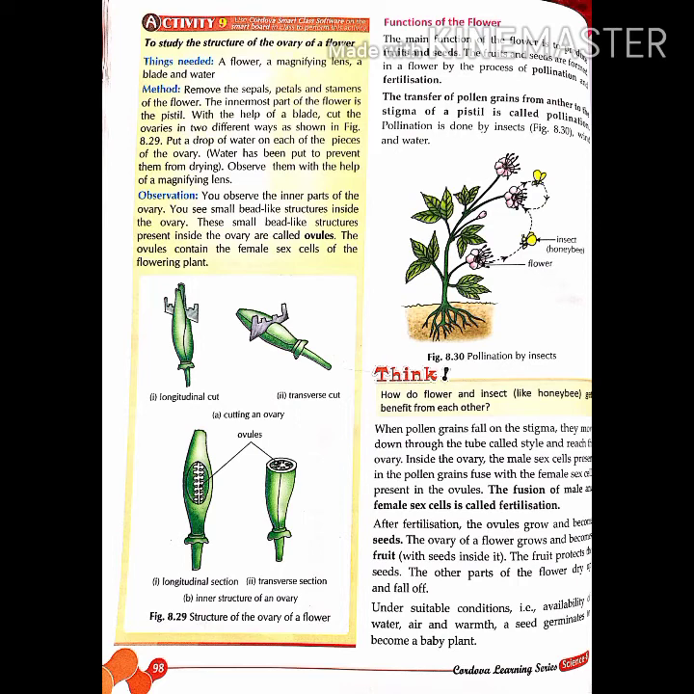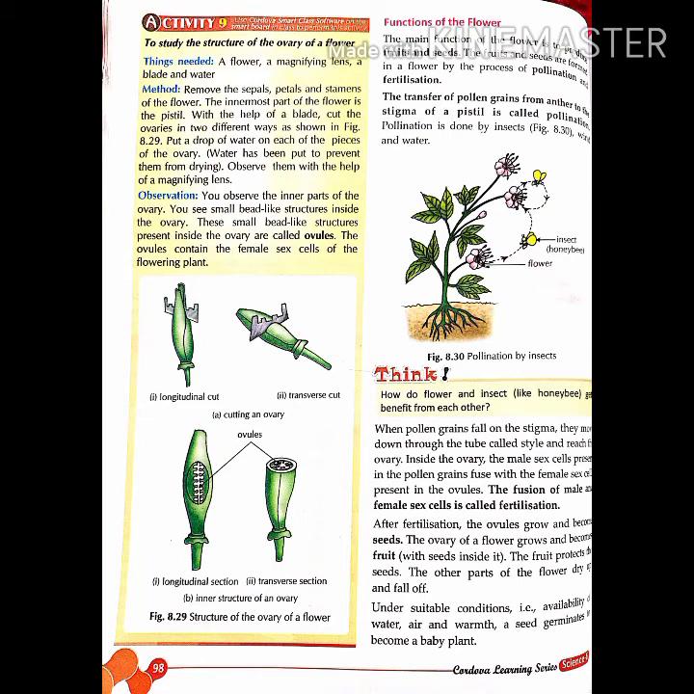Pollination क्या हुआ? जब वो मेल रिप्रोडक्टिव पार्ट फीमेल रिप्रोडक्टिव सेल के पास चला गया. This is called pollination, and the fusion, they combine together, male and female, and the fusion takes place between male sex cells and female sex cells. It is called as fertilization. Okay, this is called as fertilization.